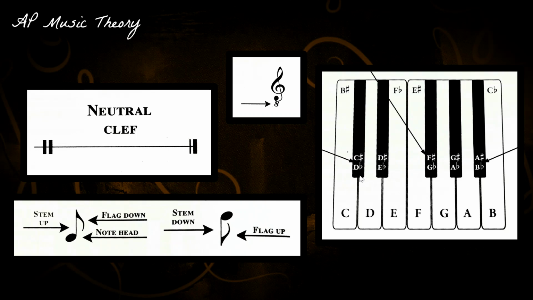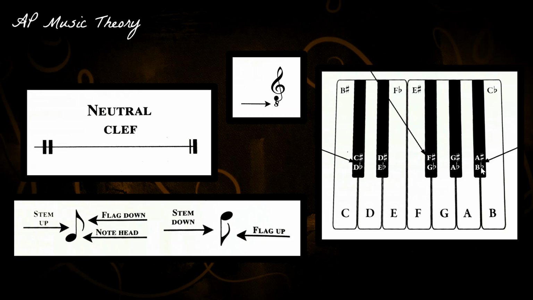So let's look at this. Here, we have the pitch that is one half step higher than C. It's C sharp. The pitch that is one half step lower than D is D flat. Here, we have the pitch that is one half step higher than F, F sharp. It is also one half step lower than G, so G flat.